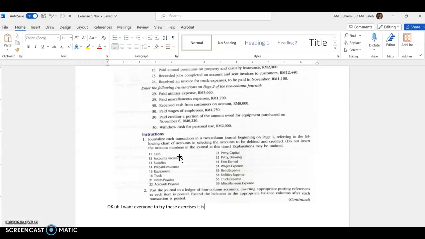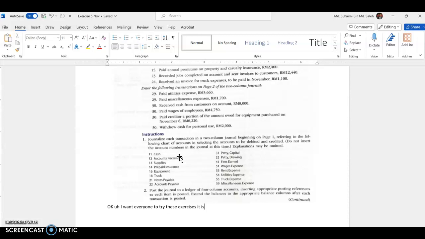Okay, November 29, paid utilities expense. When mentioned about paid, it will involve cash account. So debit utilities expense 3,660, and credit cash 3,660. November 29, paid miscellaneous expense, same method. Debit miscellaneous expense 1,700, and credit cash.